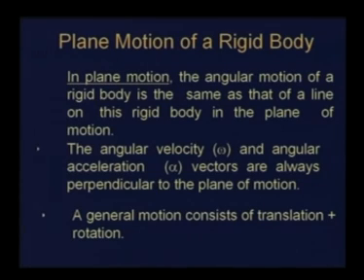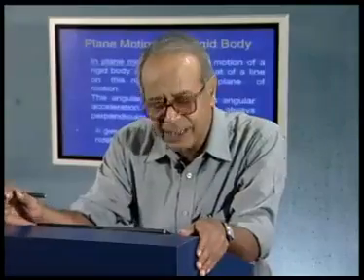We should also remember that a general plane motion consists of translation of the rigid body plus rotation of the rigid body. In a mechanism, a particular link may be undergoing pure rotary motion, another link may be undergoing pure translatory motion, but there may be some links which undergo both translation and rotation simultaneously. What we mean by translation is that if a body is under pure translation, then all points on that body have identical motion.